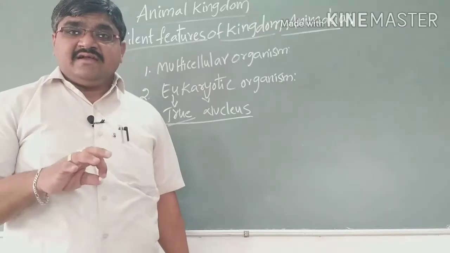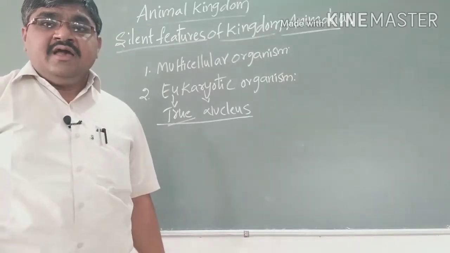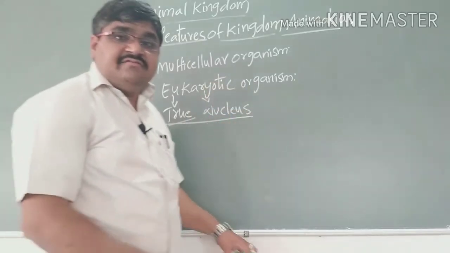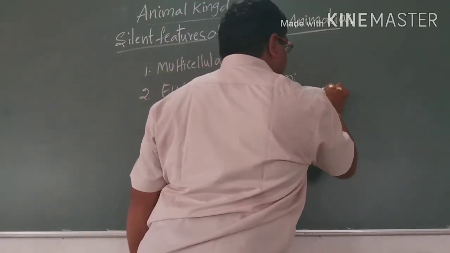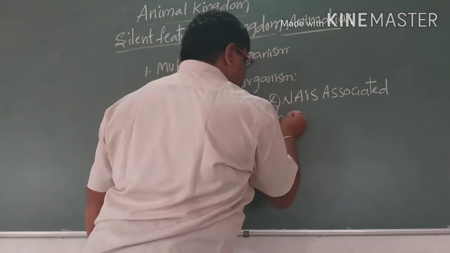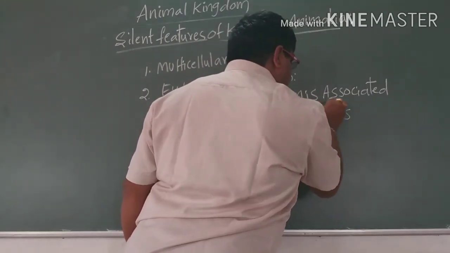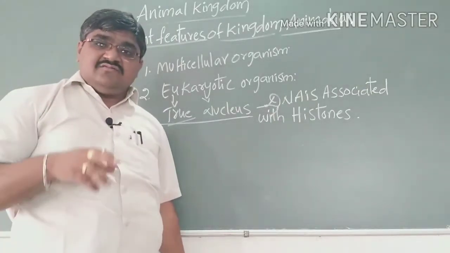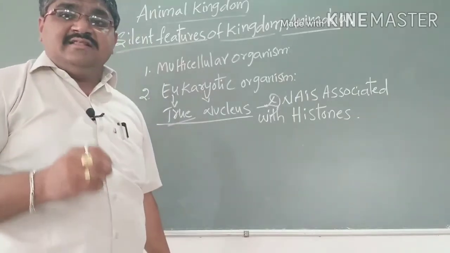They are in the form of a chromatin network structure. But in eukaryotes, the DNA is associated with histone proteins. Such a nucleus is called a eukaryotic nucleus, and it also consists of a cell membrane and nuclear membrane, and all the cell organelles are present.